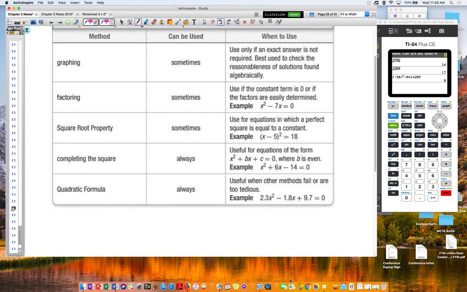Factoring works once in a while. That's where we're doing greatest common factor and stuff. Sometimes factoring isn't the greatest. Square root property, that's like when we can have it as a quantity squared, we can solve, that can be done sometimes. But the last 2 days, completing the square and the quadratic formula, always work. Doesn't matter how complex it is, we can do the algebra and solve them both ways.